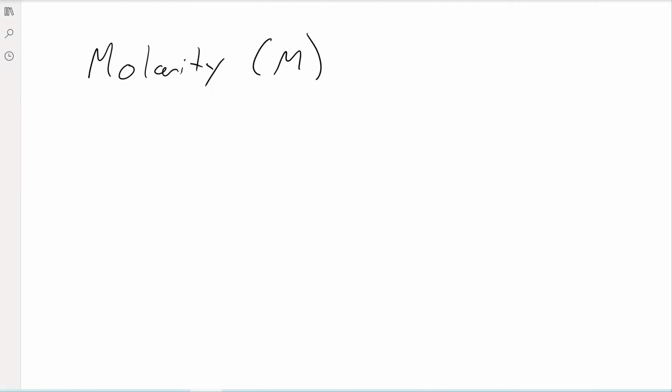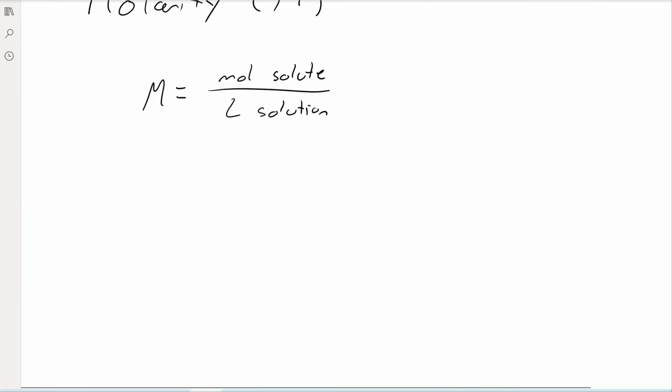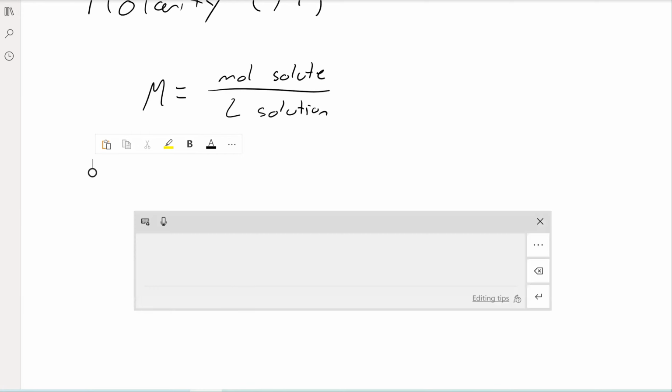All right, so we've got yet another unit of concentration. In this case, we have molarity, capital M. And capital M here is equal to your moles of your solute over your liters of solution, right? So that's the volume of the solvent and all the solutes.